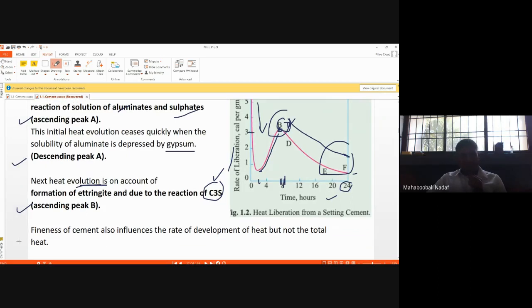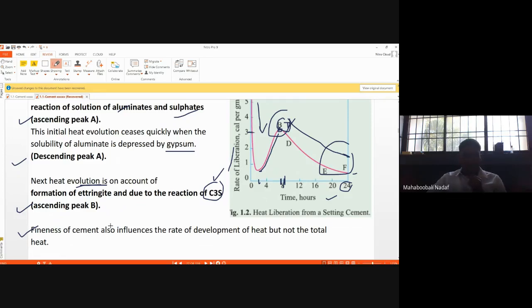Here one more thing is there: fineness of cement. Fineness means what? If your cement is coarser, the rate is different. If your cement is finer, it means more powder is there, then the reaction rate is different. Finer cement will react fast. Just try to understand, coarser cement will react slowly. Those are the points. Is that okay?